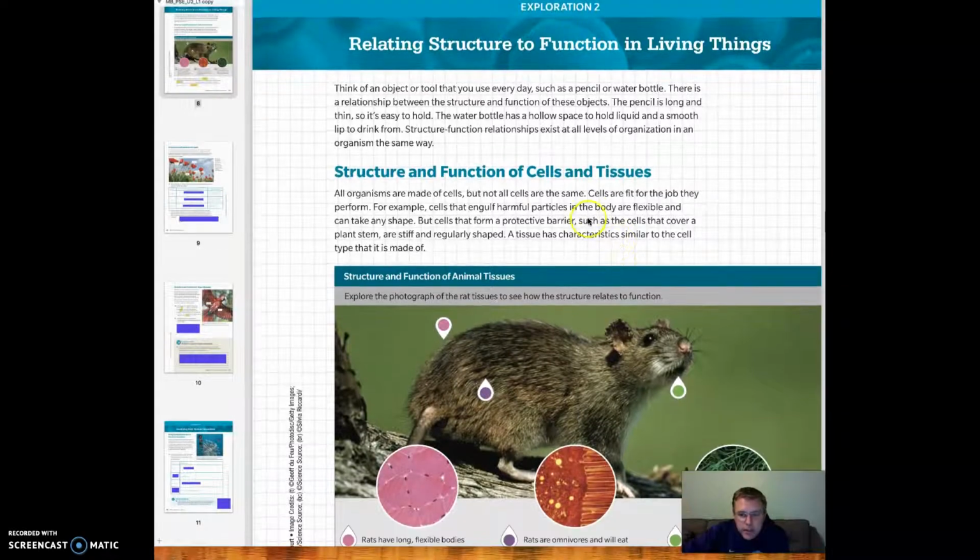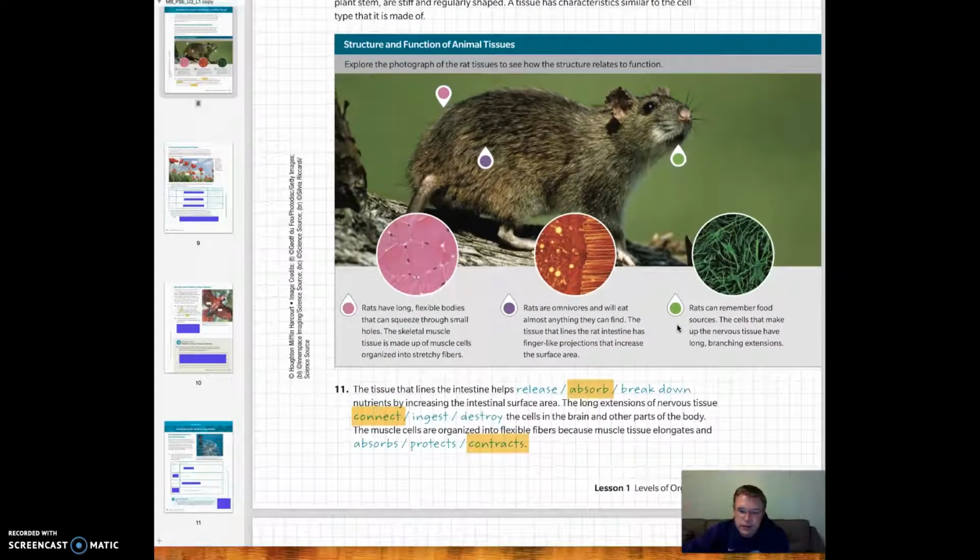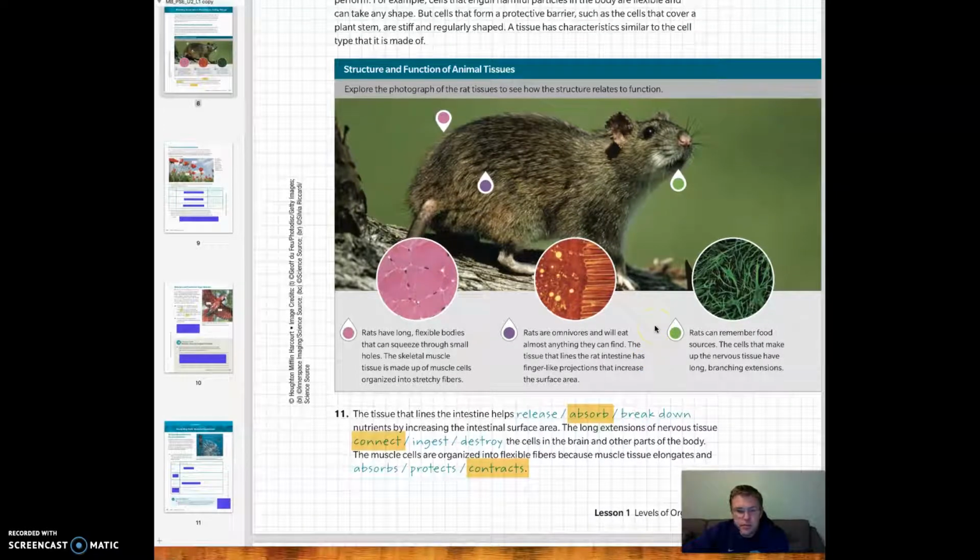So, it says here, the cells are fit for the job they perform. And again, it extends all the way up through tissues, organs, and organ systems. The structure, the way that an organism's cells and tissues are put together, is going to relate to the job that it does, the function that it has.